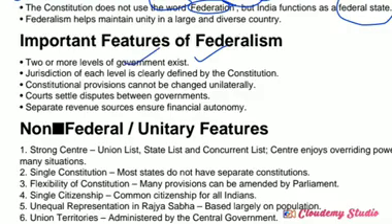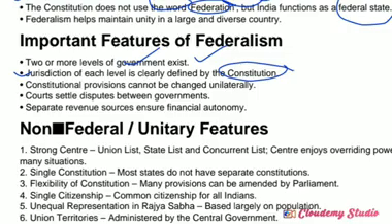We can observe that. So next one, the jurisdiction of each level is clearly defined by the constitution. Jurisdiction of each level means the functioning, authority, responsibility and rights of each government are clearly mentioned in the Constitution itself. So based on the constitution, they function within their limits.